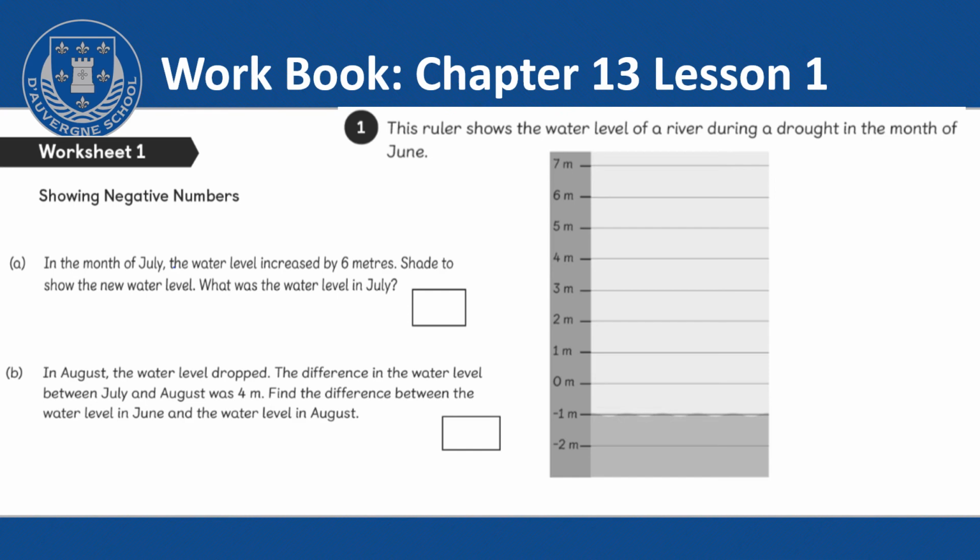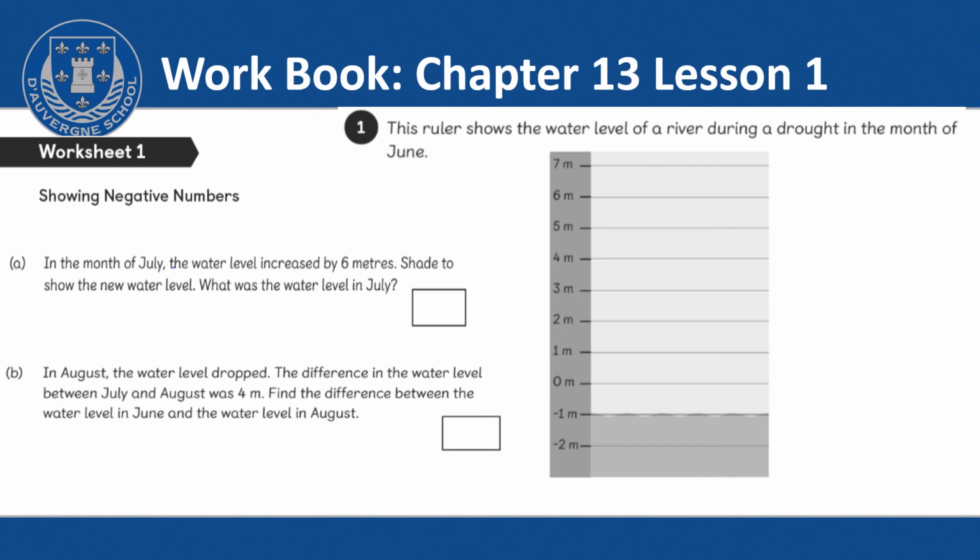Okay, so it's increasing by 6. So from our -1, we are going to count up 6 meters. Okay, our intervals are marked nice and clearly, so we don't have to do any guesswork. We just count up from -1. We count up 6 to see what was the water level in July. Okay, 1, 2, 3, 4, 5, 6. Now, hopefully, you all got to 5 meters because that was the new water level in July.